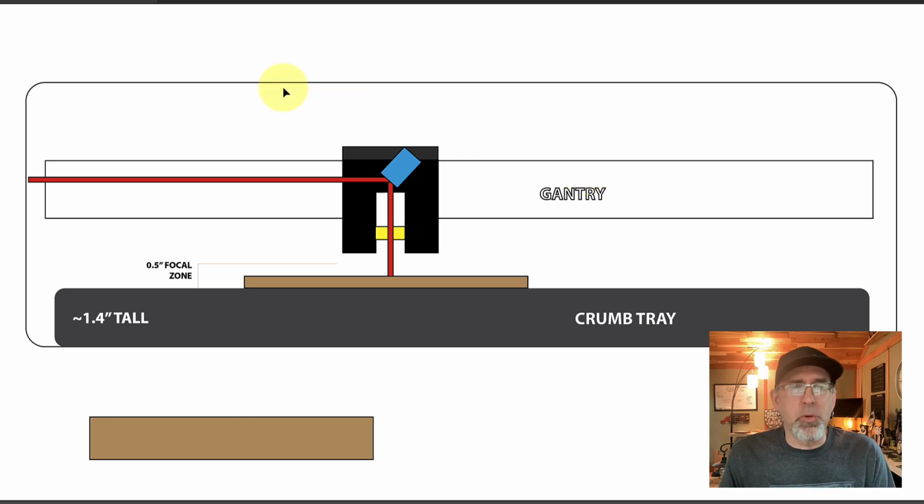So I'll walk through the pieces real quick. This large rectangle, of course, is your Glowforge. This long rectangle here that's labeled gantry is the part that your laser head moves left and right and forward and back on. This gray box is the crumb tray, and we'll talk about it in a minute. It's about 1.4 inches tall. Of course, this is your laser head. The red line coming in here is the laser that's bouncing off the mirror on the far left. It's coming in and hitting this mirror right here that's inside the head and then coming straight down to hit your material. Then this yellow rectangle represents the lens that's inside the head. We'll talk about that in just a moment as well.